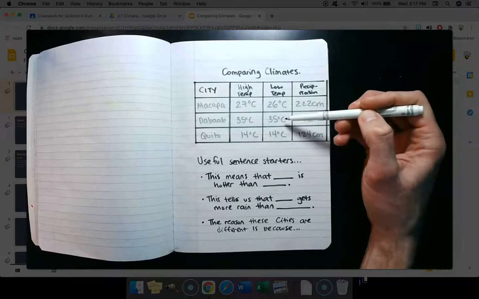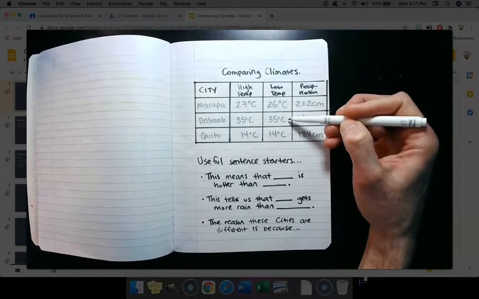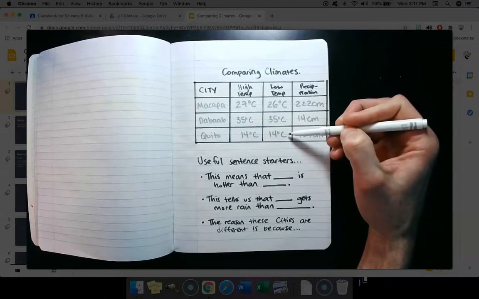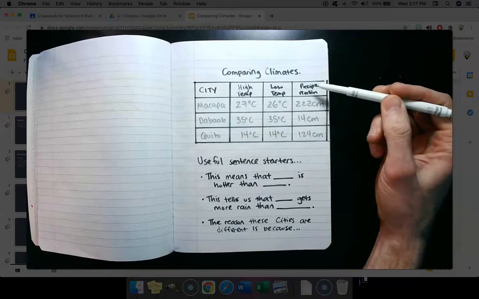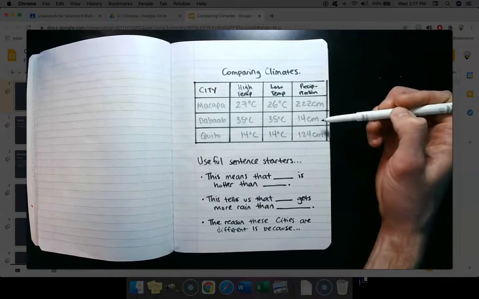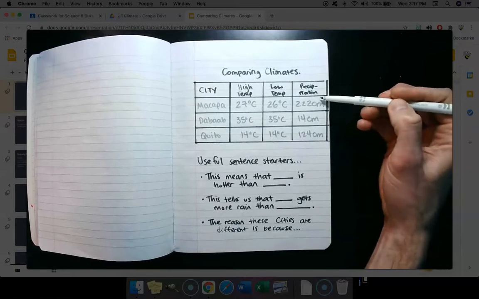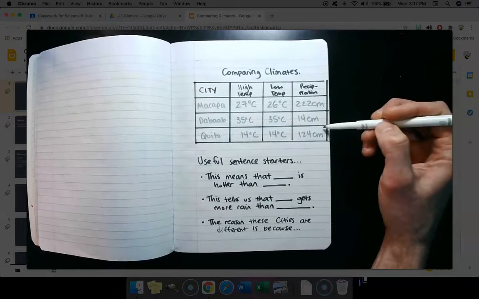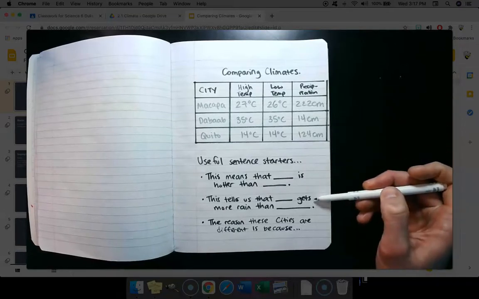For example, if I'm comparing Dabab and Quito, I might say that Dabab has a low temperature of 35, while Quito has a low temperature of 14. This means that Quito is a much cooler climate. I can do the same thing for precipitation. Again, comparing how much rain locations get. If I notice that Macapa gets 222 centimeters of precipitation and Quito gets 124 centimeters of precipitation, this tells us that Macapa gets more rain than Quito.